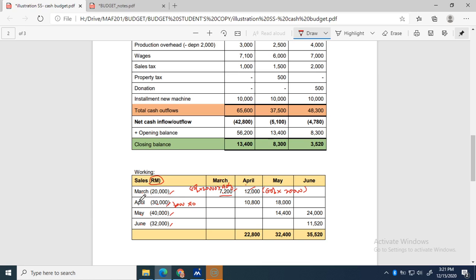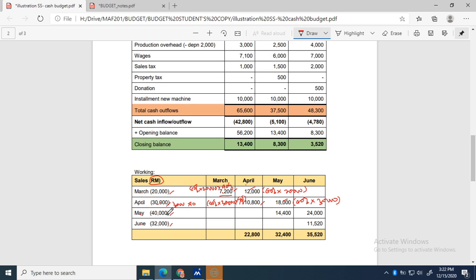Okay, how about April sales? April sales is 30,000. To be collected in April is 40% times 30,000 times 90% because of the 10% discount, so you get 10,800 to be collected in April for April sales. How much to be collected in the next month? Another 60% times 30,000. So you get 18,000.